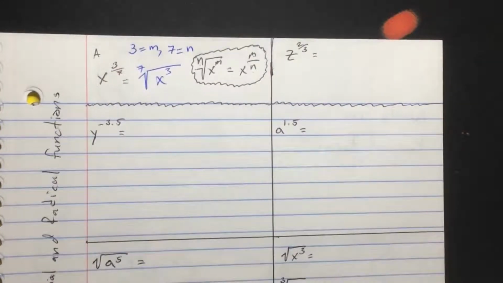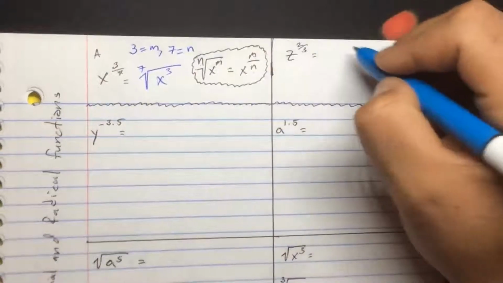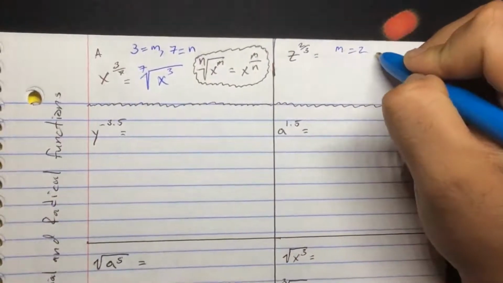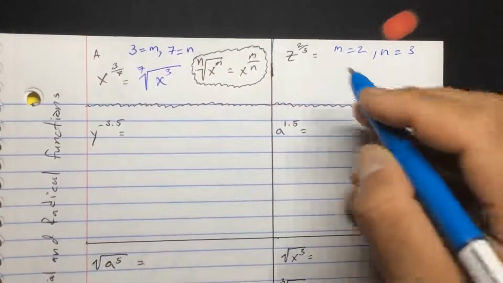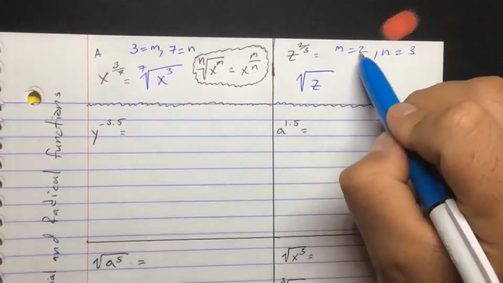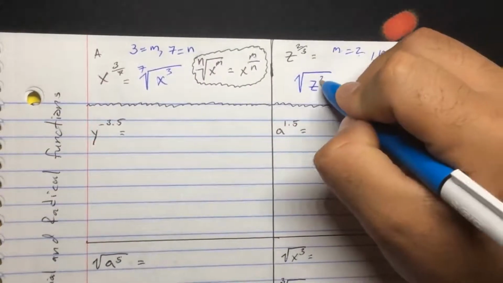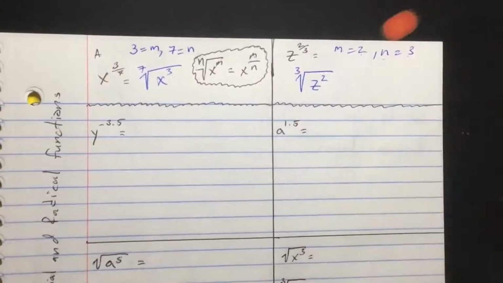Okay, we're going to go ahead and go to our z. We're going to use the same method for this one. We have our m equal to 2, and our n equal to 3. So we can write a radical, put our z inside, and we can see that our m is going to be our power, which is 2, and our n is going to be our root or our index, which is 3. So this is going to be the cube root of z squared.